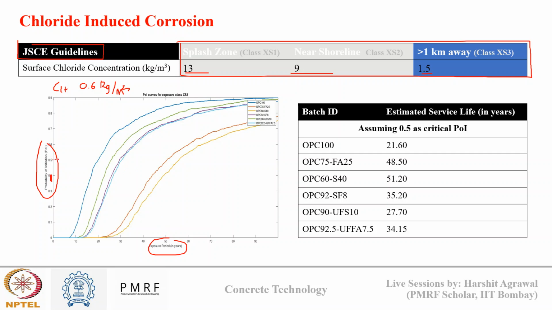If I assume that 50% probability of failure is critical, I can compare these different concrete types in terms of their initiation period. You can see here, an OPC based concrete may give only 21.6 years of service life under this atmospheric condition. However, a slag based concrete can give more than double the service life under the same condition because of the denseness that the binder system provides to the concrete, delaying the diffusion of chlorides through it. So this is how service life can be estimated for a chloride induced corrosion case.